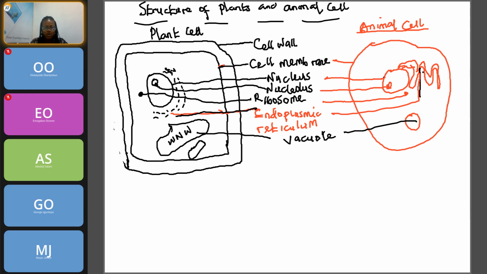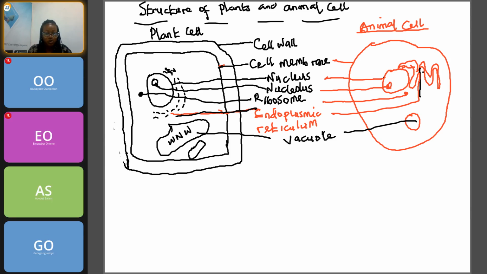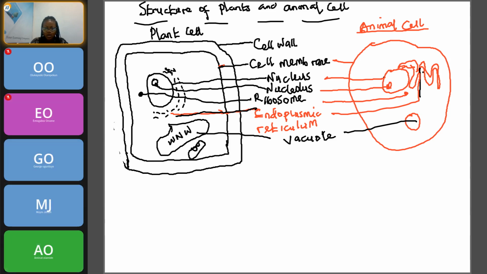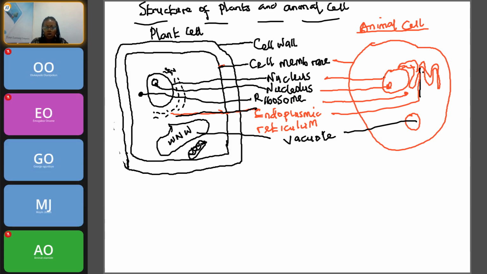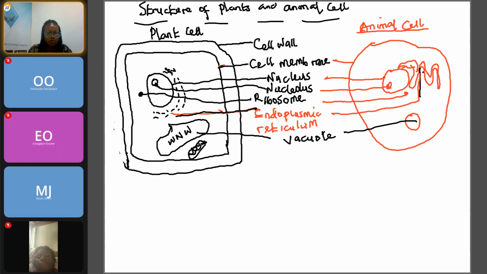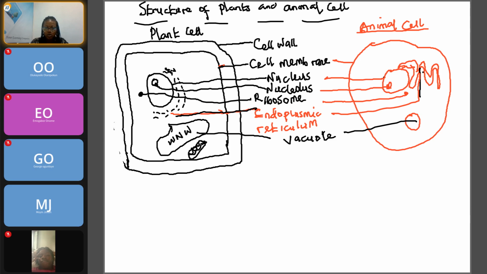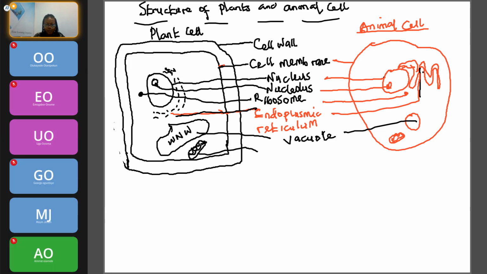Okay, so we move on to another component, which we call mitochondria. This is the structure of mitochondria. Both the plant and animal cell have mitochondria. So we label it as mitochondria.